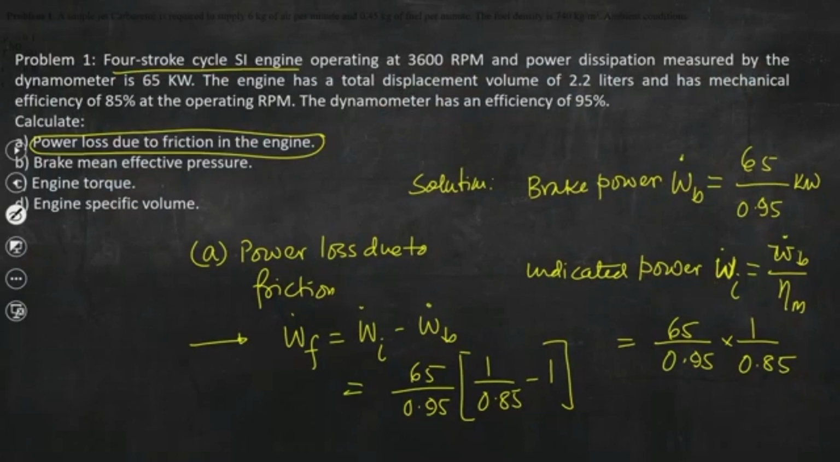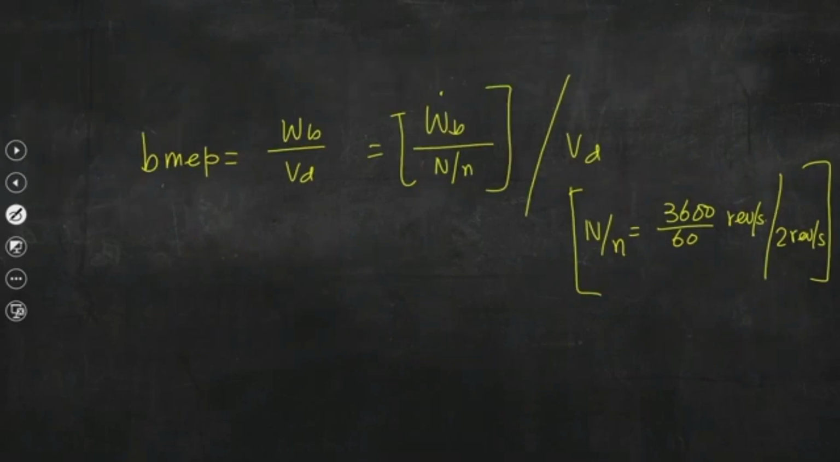So, small n is 2, there are 2 revolutions per cycle. So, small n is equal to 2. That is why we have written 2. So, 3600 by 60 revolution per second by 2. So, we are getting n by N. So, we can write W_B equal to W_B dot by n by N. That is just, you know, very well known. So, we can get it from there, and V_D equal to 2.2 liters.